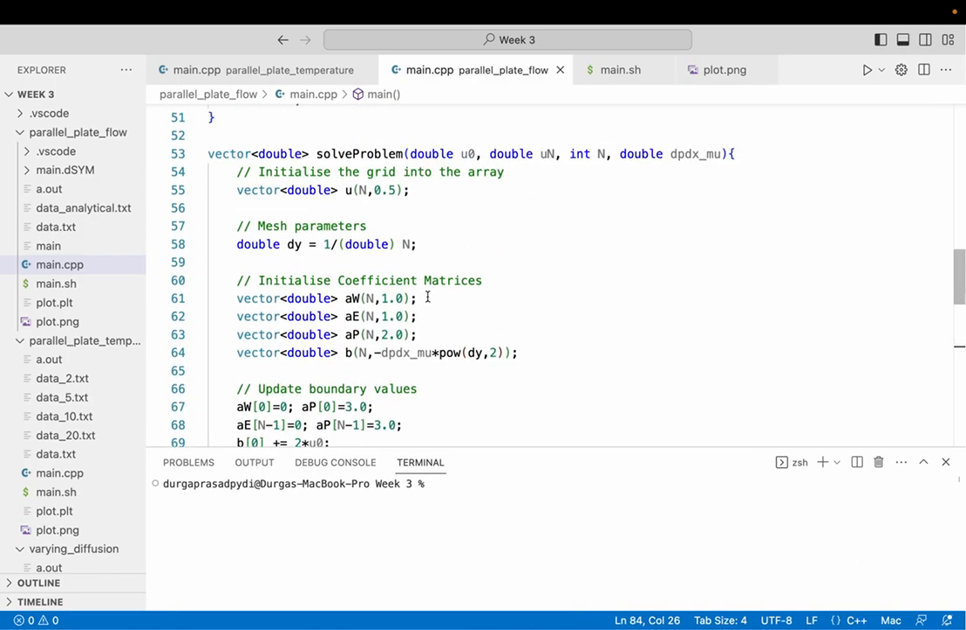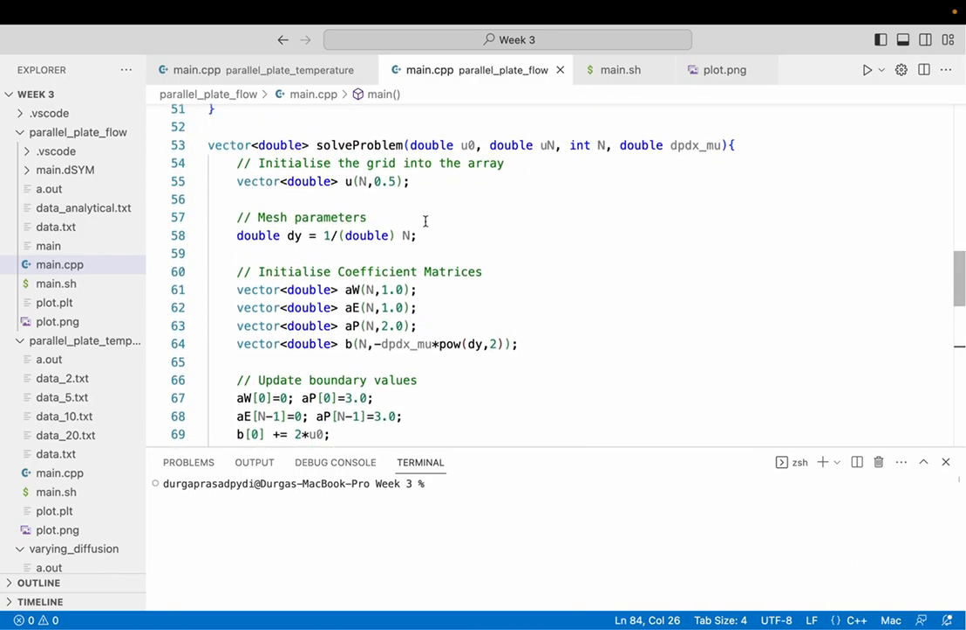To solve the problem, you have to initialize the velocity over all your grid points. That is this particular statement. It creates an array of n grid points, and each of them I'm giving a value of 0.5. If you want, you can just give 0, so all the velocities are 0. Since there are n points, your grid size will be 1 by n, where 1 is the total length, 0 to 1, so you have 1 over n.